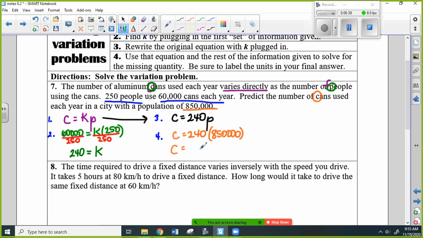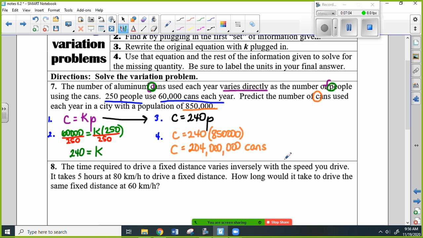And again, I know that you guys don't all have a calculator sitting around handy, and so when I multiply the, whoop, I did that wrong. I transposed my numbers. Okay, I have 204 million, and these are cans.